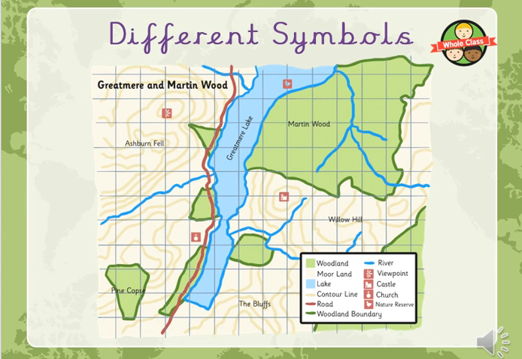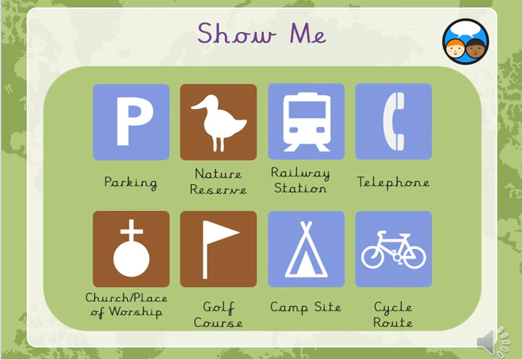Okay. Let's think about some more symbols on our maps. So we know the top four because we've already spoken about them. Then we've got a church, which has got a circle with a cross on the top. A golf course, which is showing a flag, because on golf courses you will see a flag where the hole is that the golfers need to get the ball into.